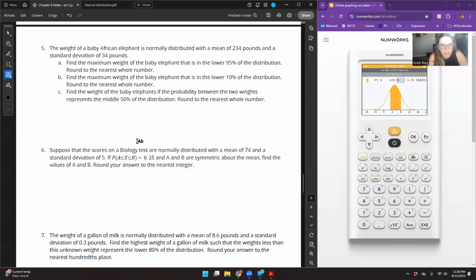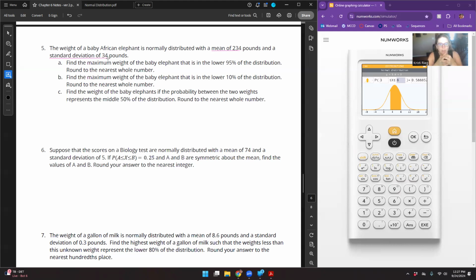Number 5 is talking about elephants, okay? And it says that the mean is 234 and the standard deviation is 34 pounds. Okay, that's great. African baby elephant, normally distributed. We have our mean, we have our standard deviation.